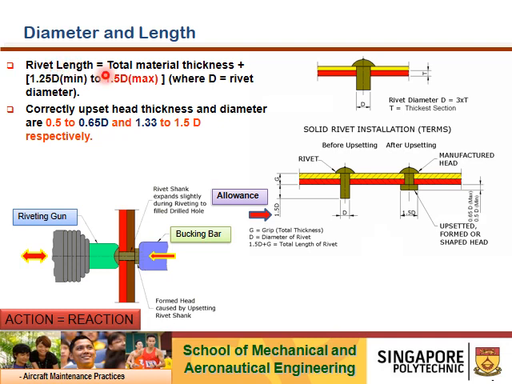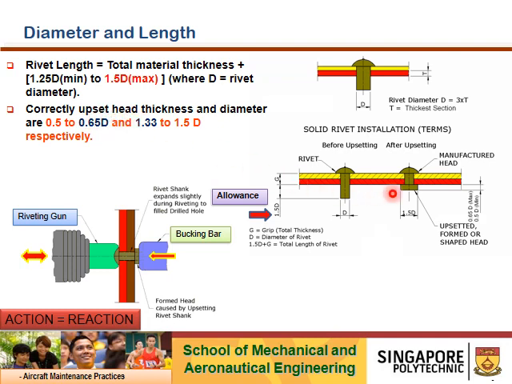As per the statement here, rivet length, sometimes known as rivet grip length, is equal to the total material thickness, two pieces or can be three, plus 1.5D, where D is the rivet's diameter. Ignore the 1.25; the standard practice everybody uses is 1.5D. As shown in the diagram here, total thickness plus 1.5D will give you the grip length. This is prior to bucking of the rivets. After the riveting process is completed, this is the end result we want to achieve.